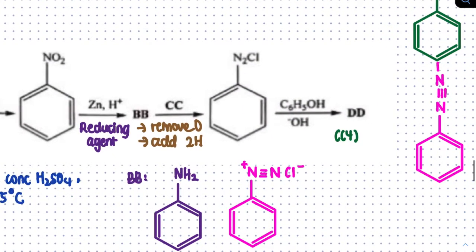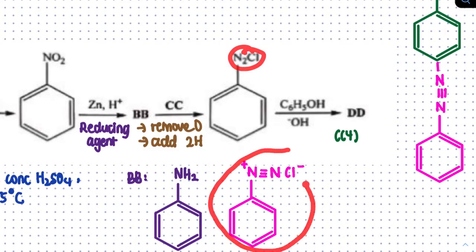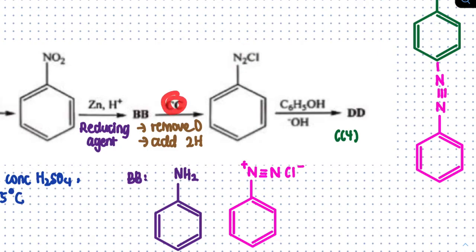Okay, this is the structure of N2Cl sebenarnya. Okay, so dia nak tahu what is the reagent from BB ni to this N2Cl. So yang ini bila kita tengok the reaction of amine tak banyak lah kita belajar sebenarnya.